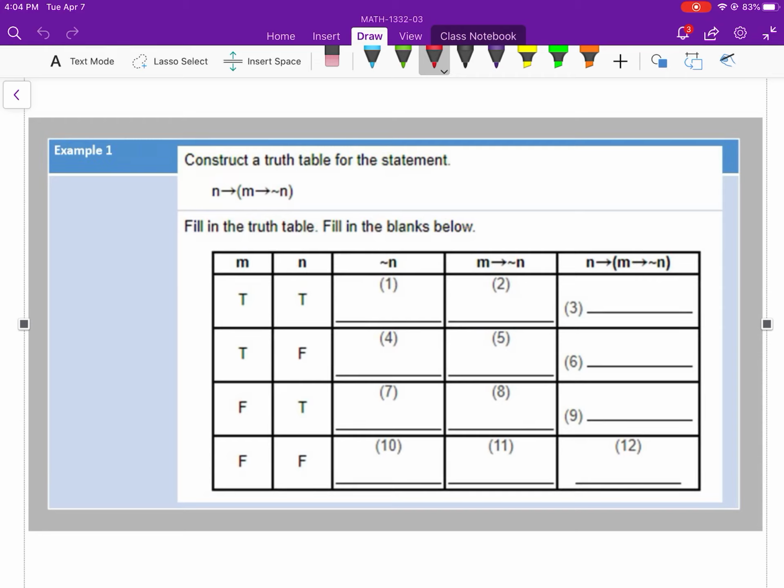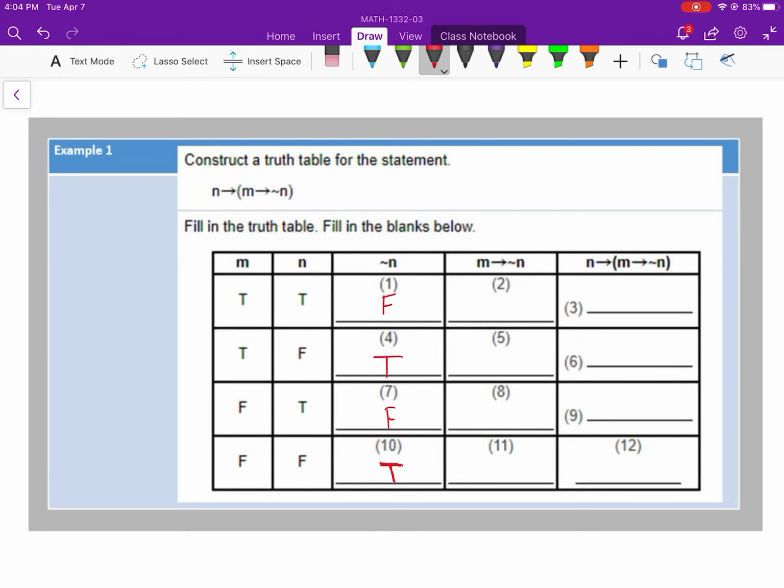Okay, so if you'll notice down here on my truth table, they have us taking the negation of N first, okay? So the negation of N, again, that's just going to be the opposite of N there, okay? So number 1, that should be false. Number 4, that would be true. Number 7, that would be false. And number 10, that will be true.